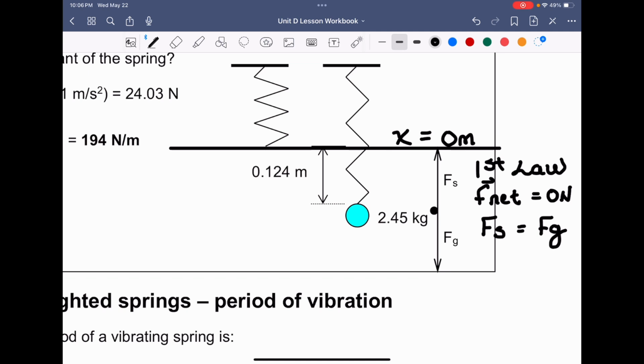And so you really want to annotate that as, when we look at this 0.124, this is going to represent the x distance from equilibrium. And then when we have this, it's going to be stretched and it's going to pause at this point. It's not oscillating upwards and downwards.